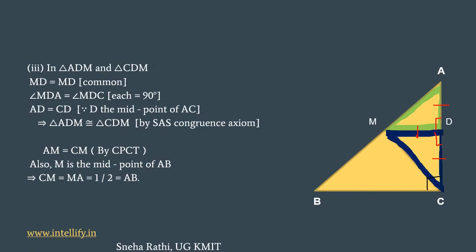Now by CPCT we can say that AM will be equal to CM. Now M is the midpoint of AB, which means that AM is equal to MB. So AM will also be equal to half AB. Now you know that AM is equal to CM. So AM is equal to CM is equal to half AB.